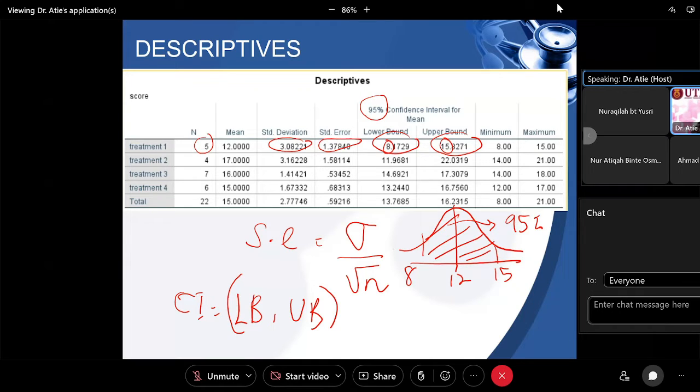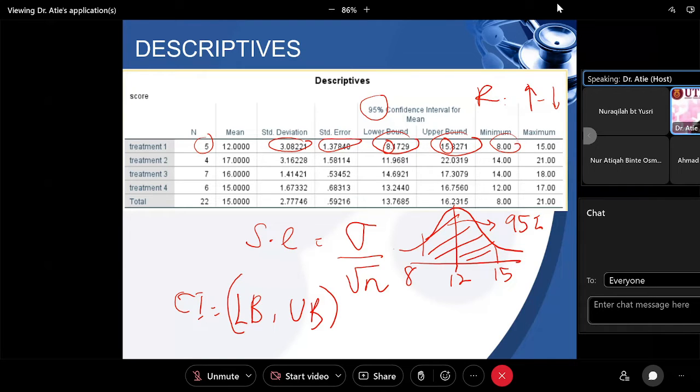Okay, and then the minimum. The minimum data for treatment 1 is 8, the maximum is 15. If we ask what is the value of our range, R, it is the maximum minus the minimum. So 15 minus 8 will be 7. So we can see that the range from lowest to highest in treatment 1 is 7.